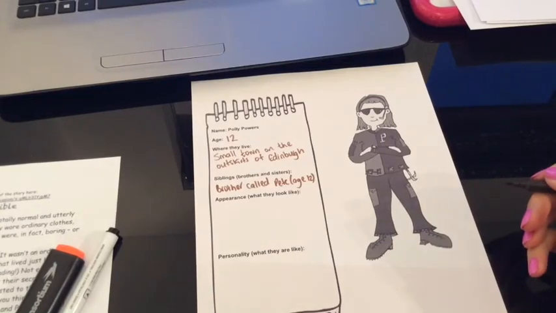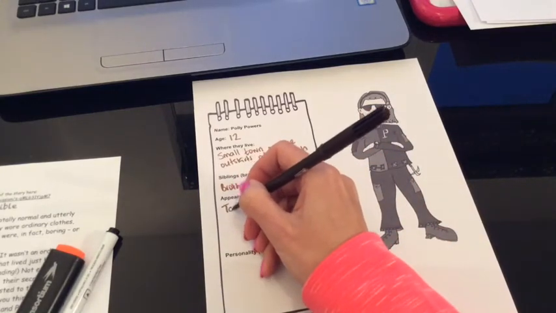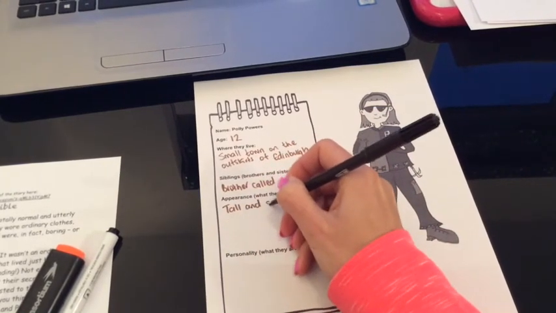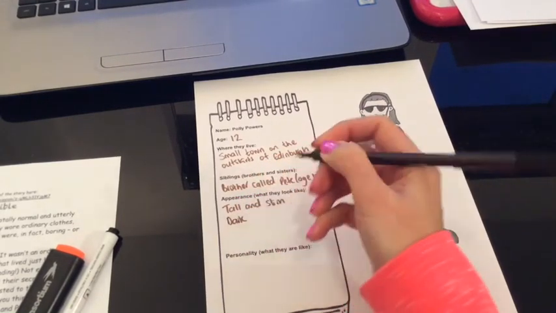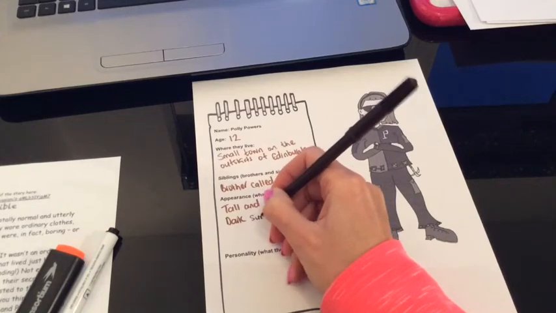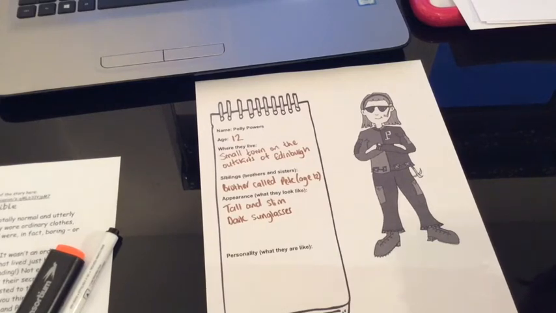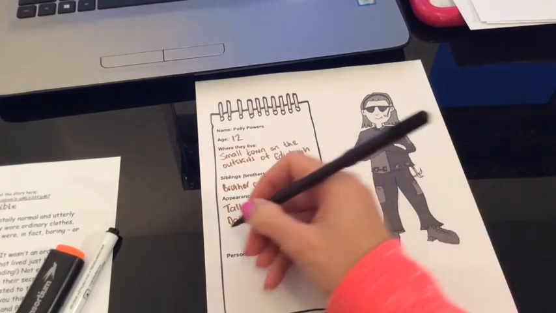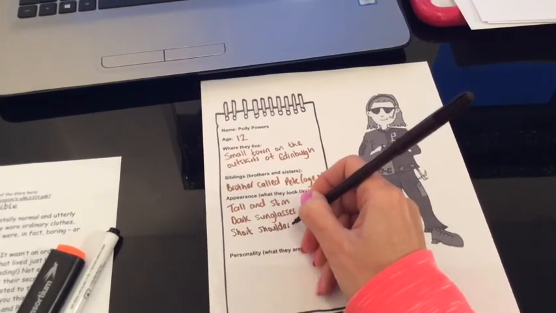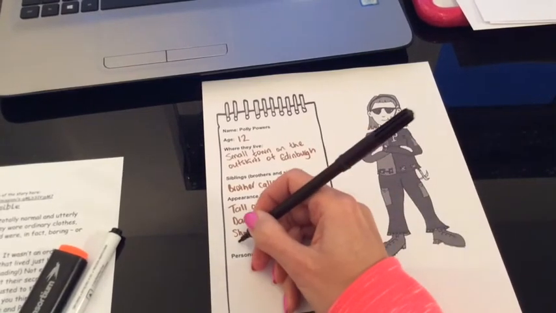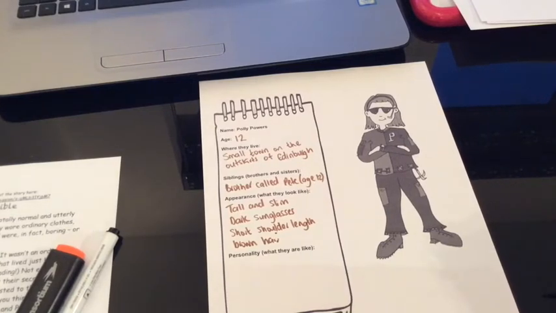So then we want to think about our appearance, what they look like. So I'm going to say that she is tall and slim, wears dark sunglasses. I also want to think about other ways that I could describe her, that she has short shoulder length brown hair. And there's a whole host of other things that I could describe about her appearance.